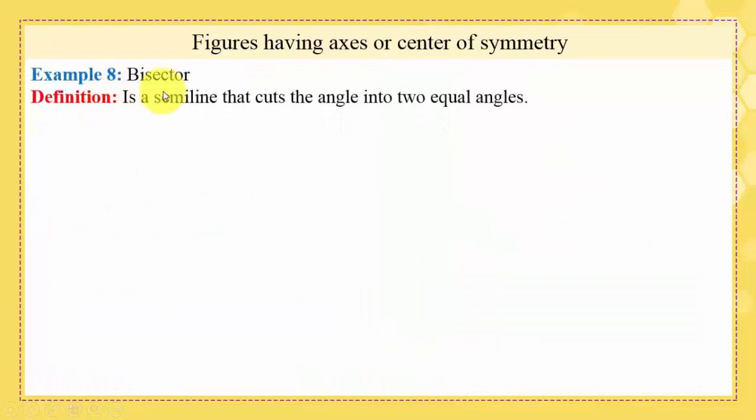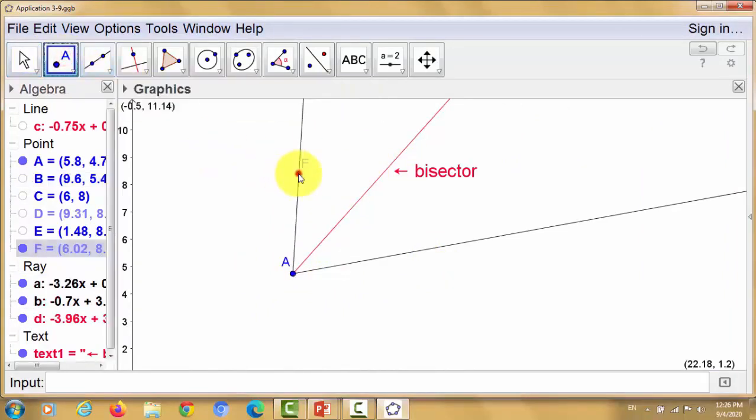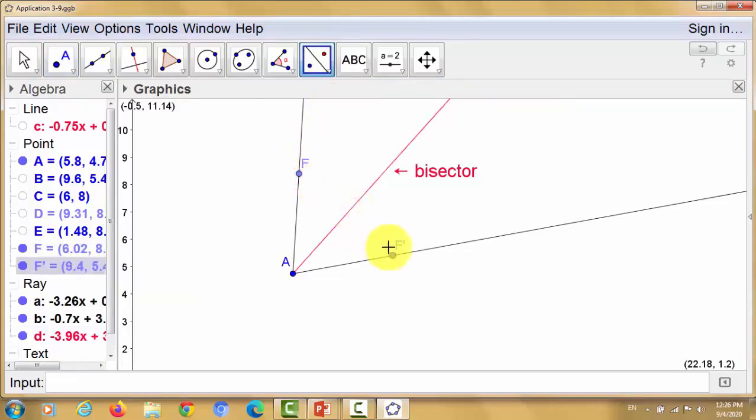Now, bisector. First of all, definition. The bisector is a semi-line that cuts the angle into 2 equal angles. This is angle A. This is the bisector of angle A. I will take a point on the first side of the angle and I will make the symmetry of this point with respect to the bisector. The symmetry of this point is on the second side of the angle. Then we can say the bisector is an axis of symmetry.